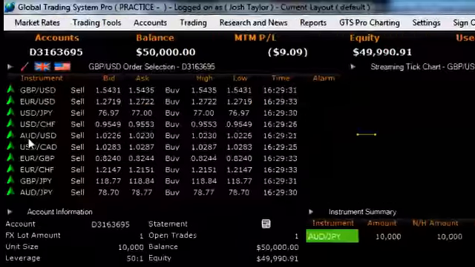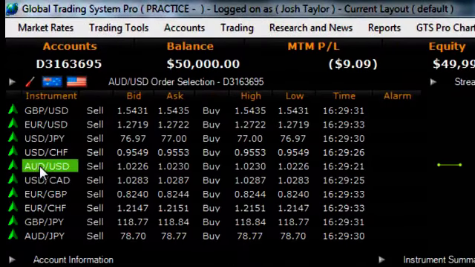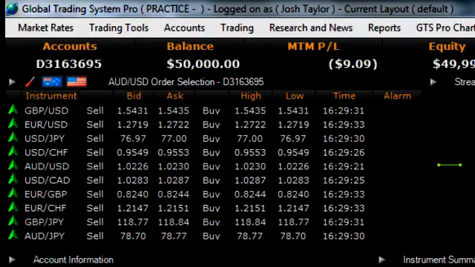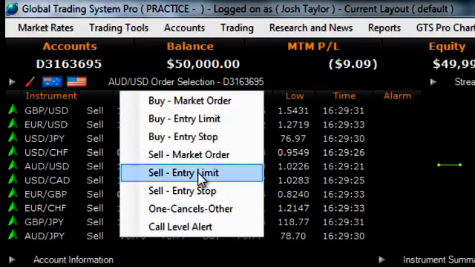Here we go. Where's the Australian dollar US dollar? There it is. Okay, so we are going to sell this time. We're going to enter a sell limit order because look, the current price of the Australian US dollar is 1.0236. So we want price to go up so we can sell. Now we're selling off the ceiling of the swing. We want to sell, have it drop down to a place where we pull out our profit. So this time we're going to do a sell entry limit.